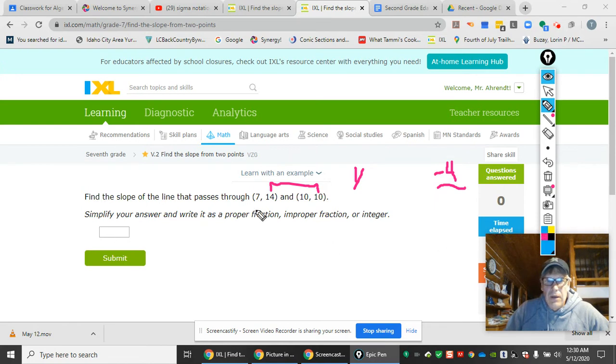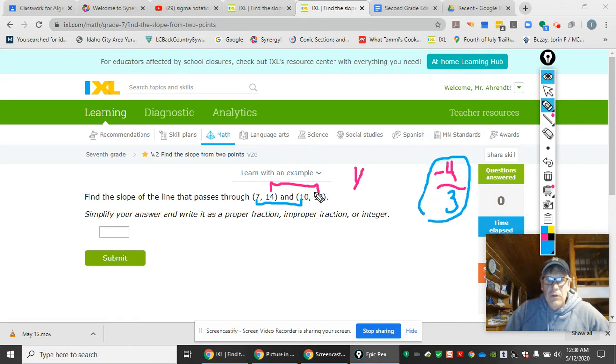Now, if we look, what happened with my x's? Well, I went from 7 and I jumped up to 10. So 7, jump up to 10. What's that change? How much did it change? That's a change of 3. So that's your slope right there.